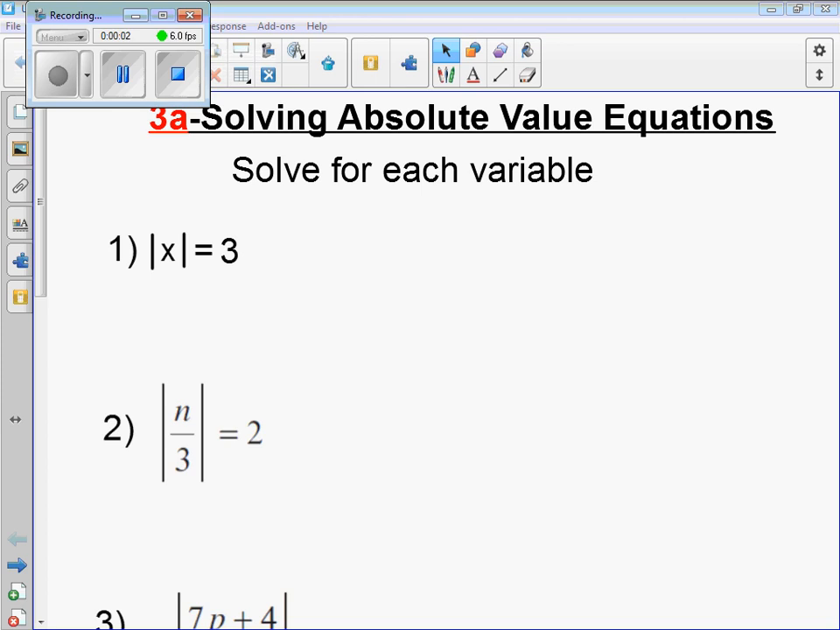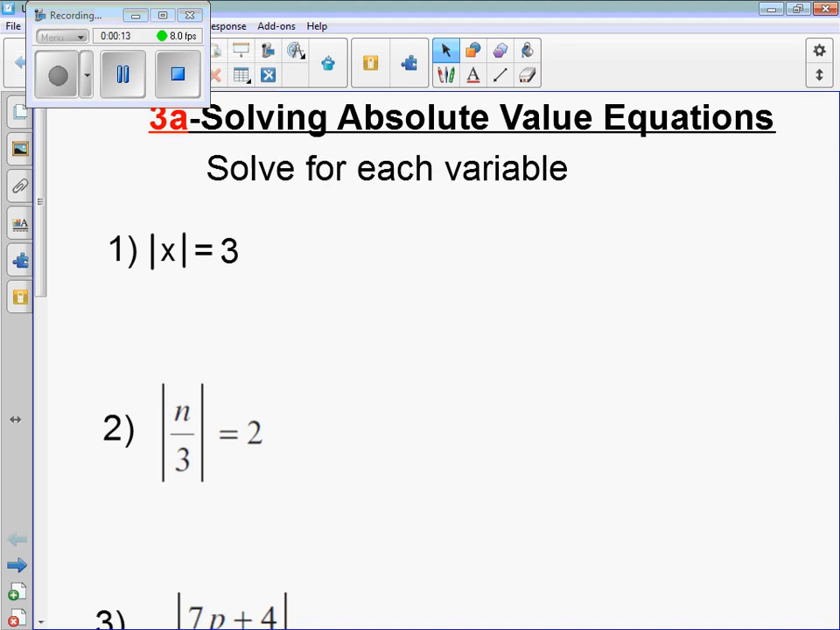Welcome to Unit 3, which is solving absolute values, or absolute value. 3a is solving absolute value equations. So the directions for each one of these is to solve for each variable. Let's get right into it.